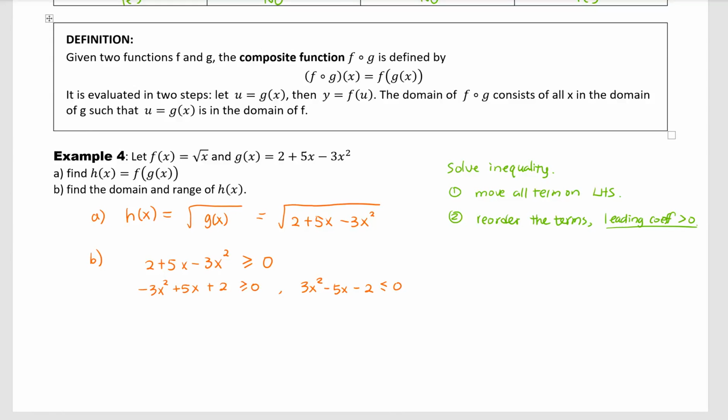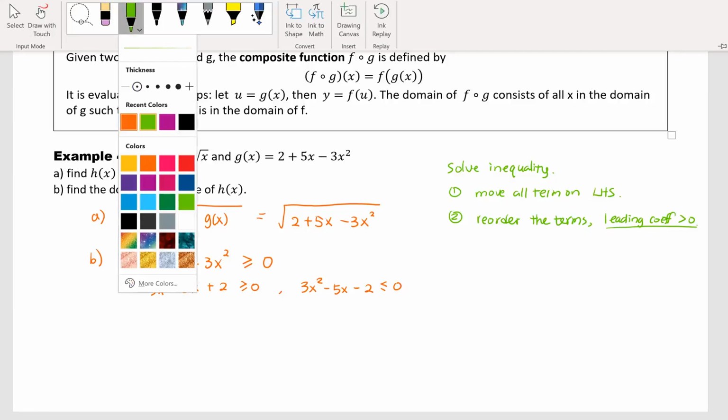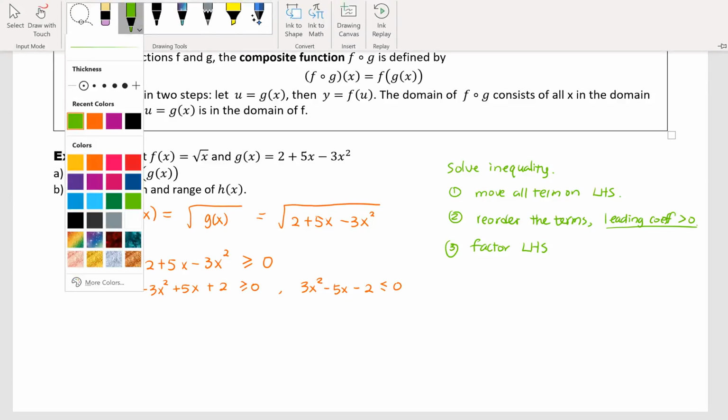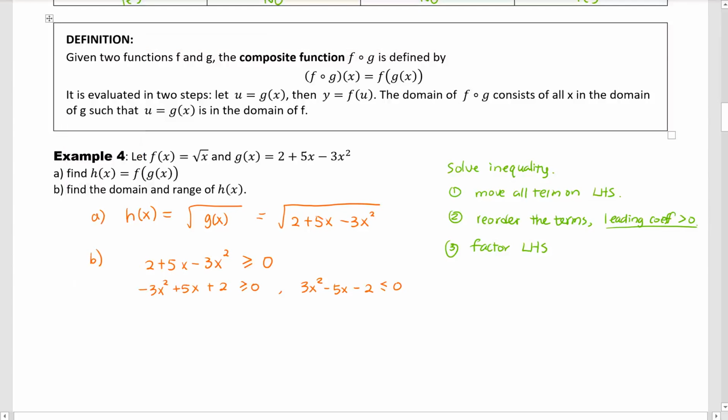What is the next step? Well, the next step, I want to factor the left hand side. If I factor it, what do I get? Sorry, I'm going to change color a lot because I want to emphasize on the right hand side, those are the common steps. So when you see a different problem, you're going to follow exactly the same steps. And then the left hand side is going to be this specific problem.